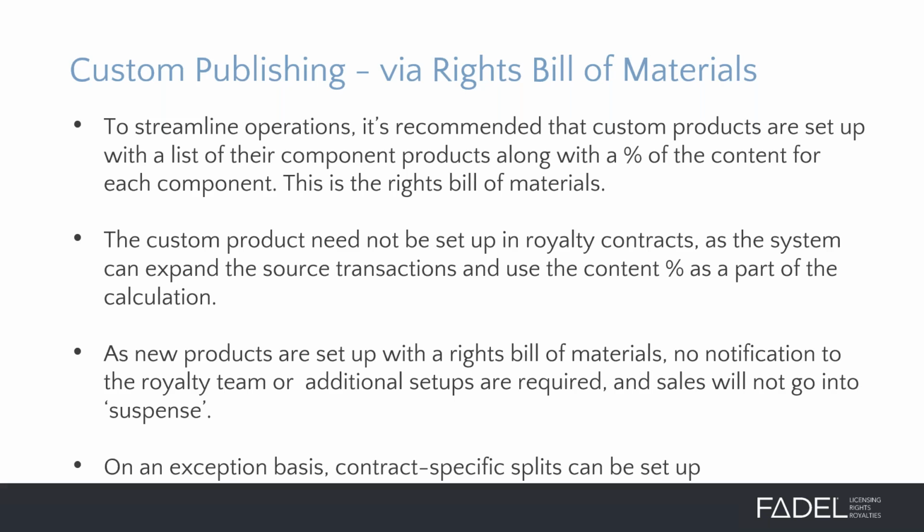So, of course, there's always the exception. Every rule is almost defined by that, and you may still have some contract-specific splits where, even though the content is 40% one work and 60% another work, you may have a special deal with one of those authors where they get a disproportionate %. Of course, you want to be able to set that up in your contract side as well. But the idea is to make that the exception and not the regular way of processing.